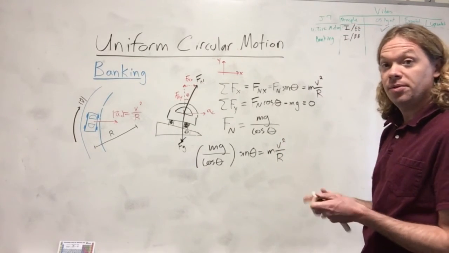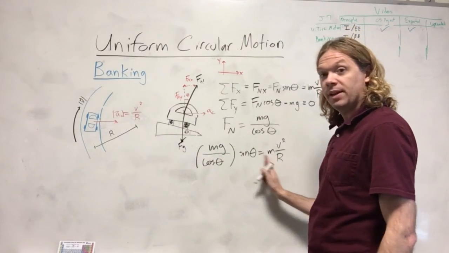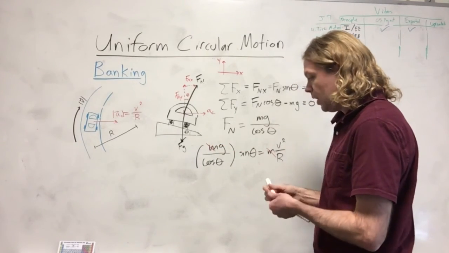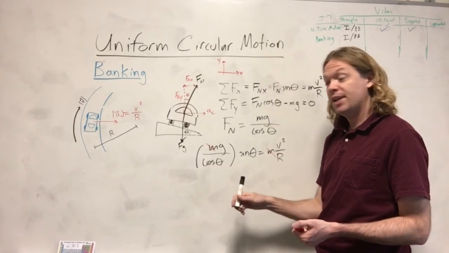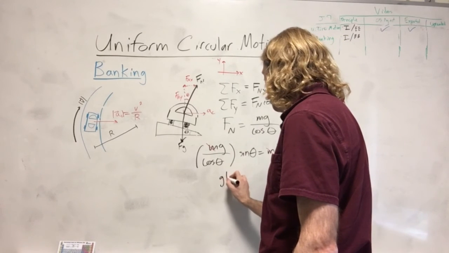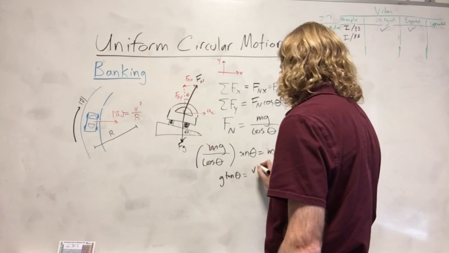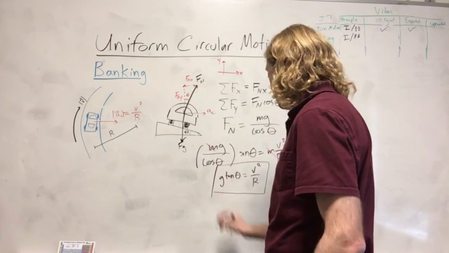So now I can start simplifying things down a little bit. I have an m in this term and an m in this term, so if I divide the whole thing by m, I just cancel out my m's. If you remember your trig identities, sine divided by cosine, that's a tangent. So I have g times the tangent of theta is equal to v squared over r. And that's my final result.